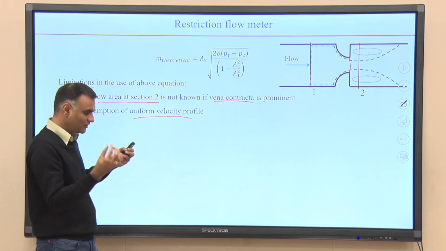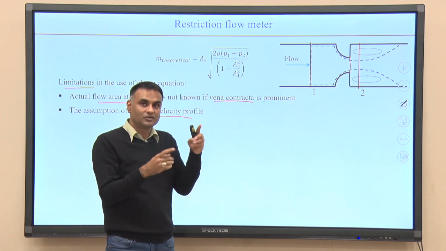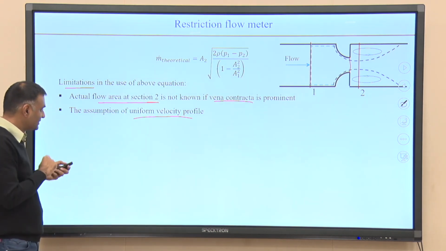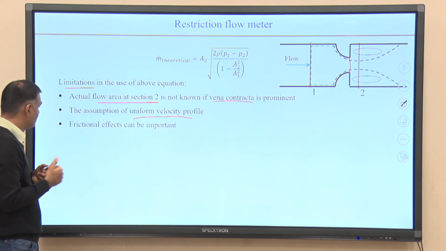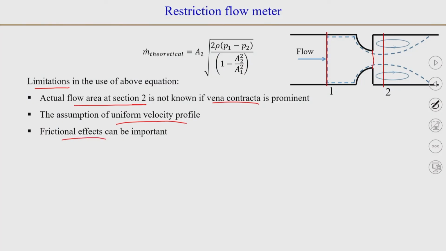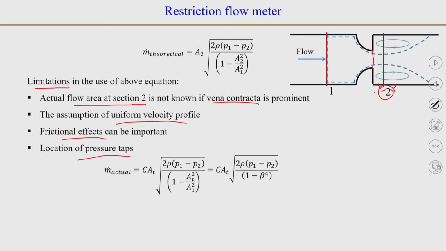Then we have the assumption of uniform velocity profile. If the flow is turbulent, then you will have a uniform velocity profile in the bulk of the region except near the walls. So, that is another assumption. If the flow is laminar, then you will have a parabolic velocity profile. Now, the frictional effects can be important. We have assumed the flow to be frictionless. So, that is another assumption. And then the location of pressure taps. We will put a pressure tap downstream of the throat region, but depending on the flow, the minimum section 2 throat area may move to different places. So, that is another limitation of it.